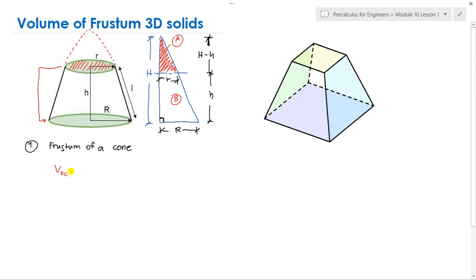the volume of the frustum of a cone, FC, is just equal to the volume of the cone that was not yet sliced, that is the volume of AB, minus the volume of A, the part cut off at the top. And we all know that the volume of the entire cone is equal to, what is the general formula for the volume of a cone? That is 1/3, right? 1/3 then the area of AB multiplied by the height. And what is the height of the original cone before it was sliced? So that is big letter H.